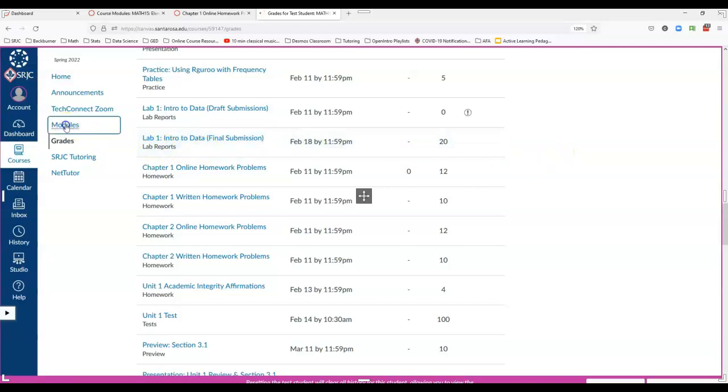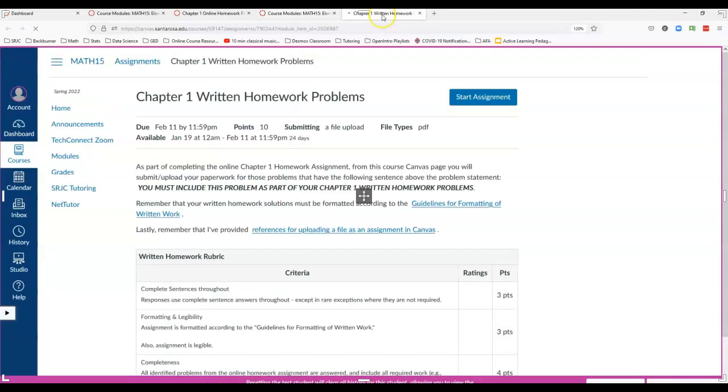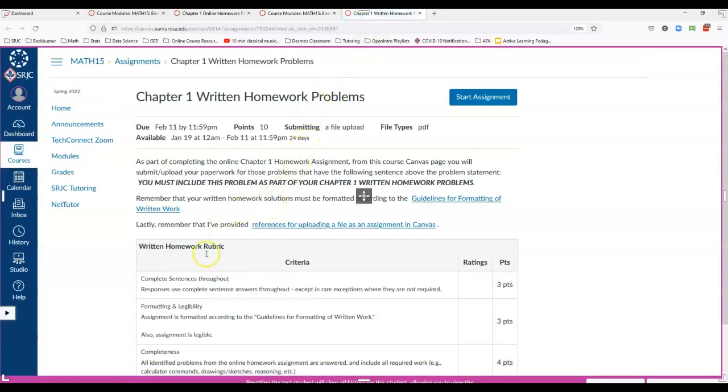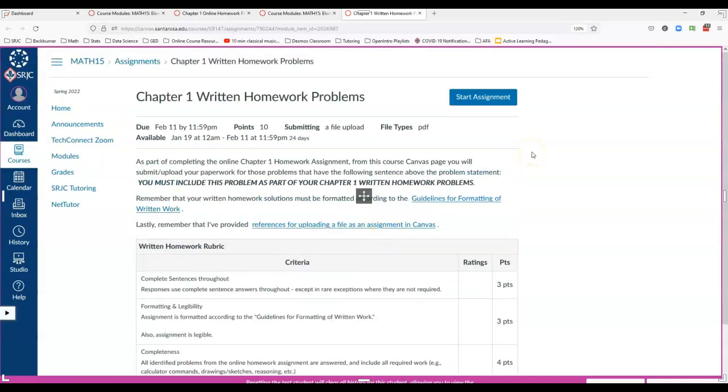Now let's talk a little bit about the written problems part. The other component of every chapter homework is the written homework problems component. So let me open that up in a new tab so we can look at it. Here I'm given the instructions and a rubric for what I need to do to write up the written problems. Again, remember that we are only writing up the problems where there was this sentence at the top of the online homework problem, saying that I must include that problem as part of my written homework problems. Again, there are guidelines for formatting of your written work; you can click on that link and it will give you guidance on how you need to write those problems up.